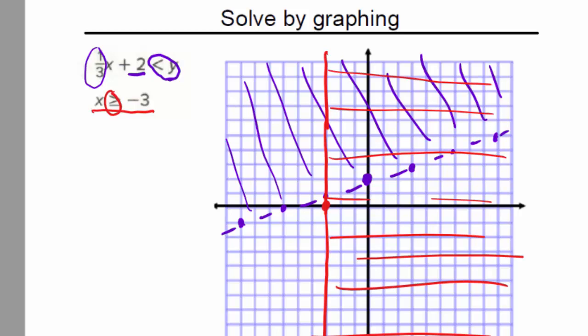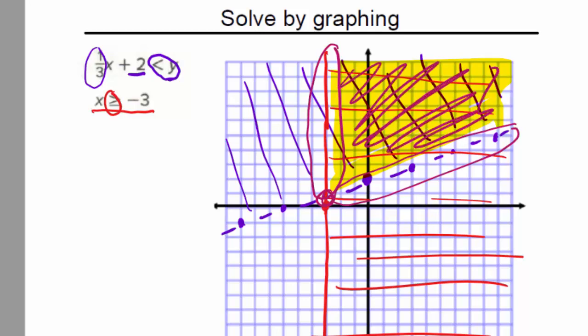But the solution to the system is only where the things overlap. So all of this region right in here is going to be part of the solution. And something you want to pay close attention to is this part of the line, because it's solid, is part of the solution. But this part of the line is not part of the solution because it's dashed. And the point where they cross right down here is also not part of the solution because it contains a dashed line. So any point up in this region here is a solution to the system.